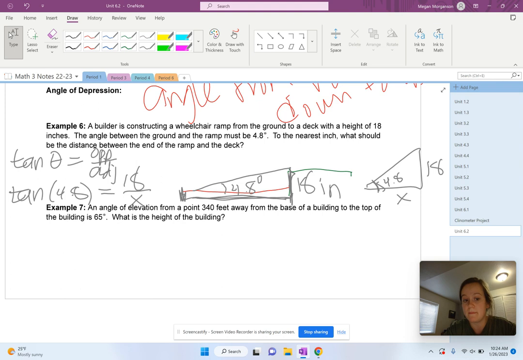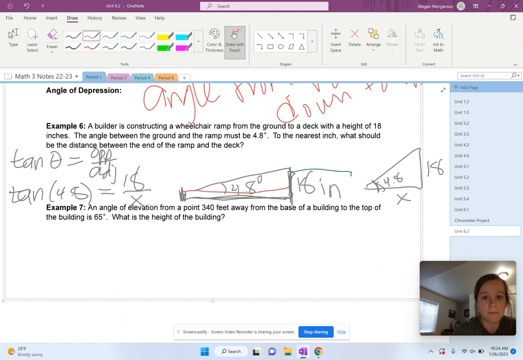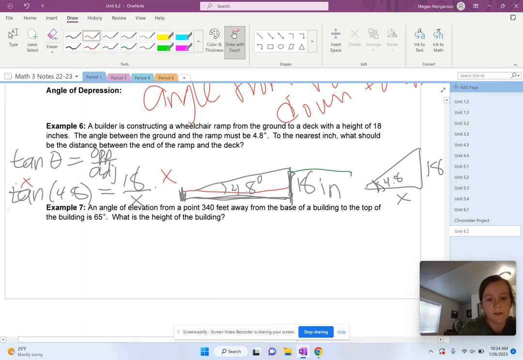Okay, x is in the bottom. That's a little bit of a problem because if we want to know what x is, it needs to be in the top. So let's multiply both sides by x just to get it out of the bottom. The x in the top and the x in the bottom will cancel out. You're left with 18 on that side and x times tangent of 4.8 on this side.